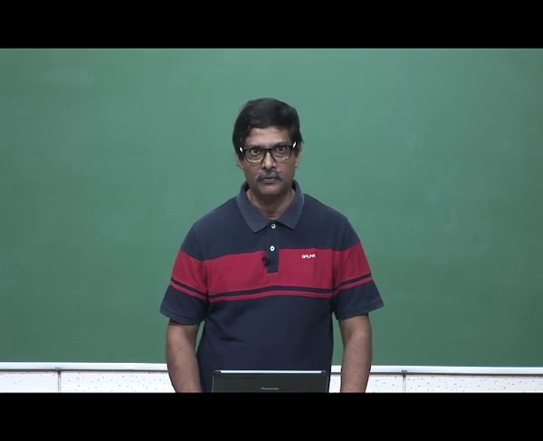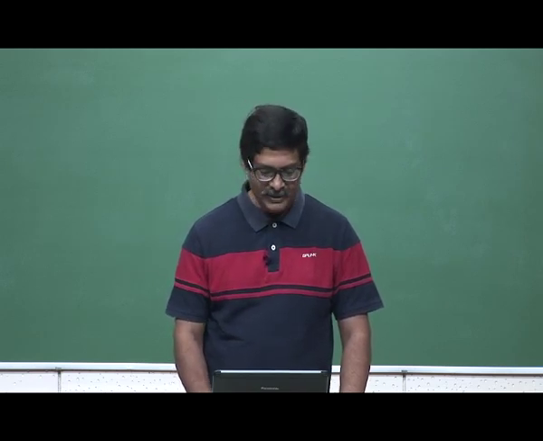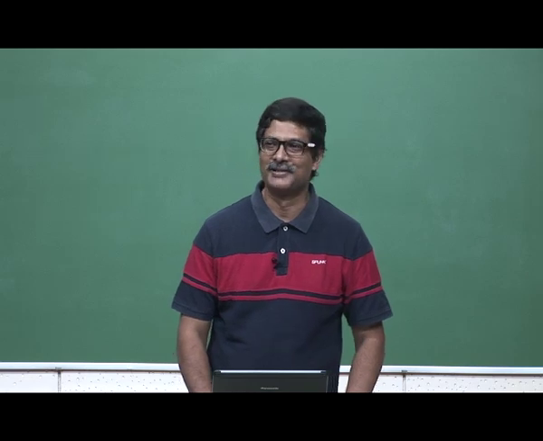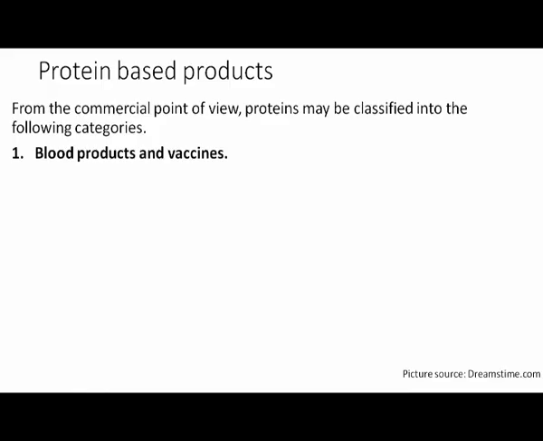So, I will proceed with the last module, that is protein based products. From the commercial point of view, in the last class I told you about the various ways how commercially viable protein products are made in huge quantities. So, from the commercial point of view, the proteins may be classified into the following categories. Number 1, blood products and vaccines.